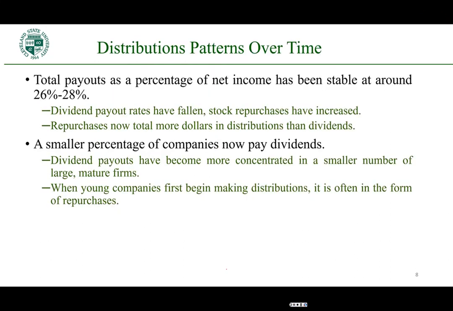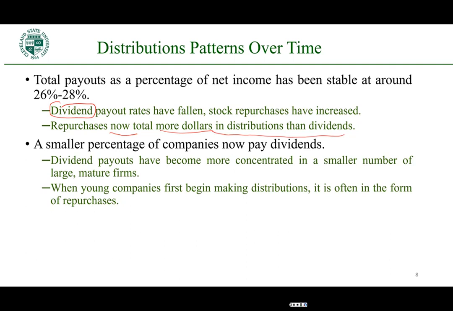Between the two forms of distributions, let's see how their popularity changed over time. So consider total payout as a percentage of net income, which has been stable at around 26% to 28% on average for U.S. companies. But within the two forms, dividend payout rates have fallen, and stock repurchases have increased substantially over time. And repurchases now total more dollars in distribution than dividends.